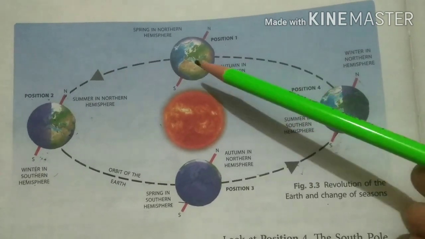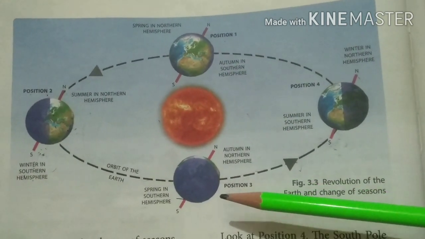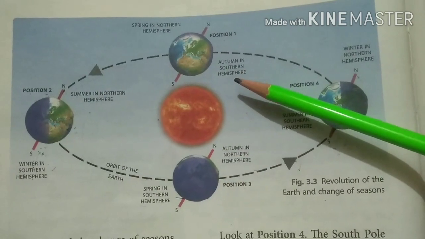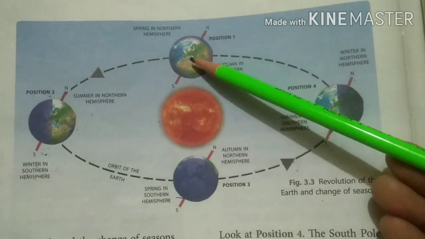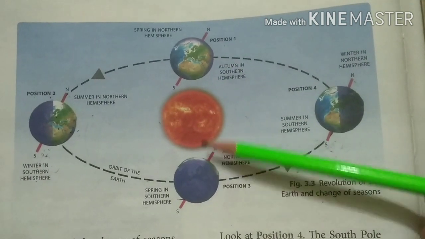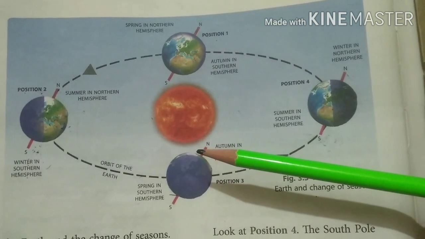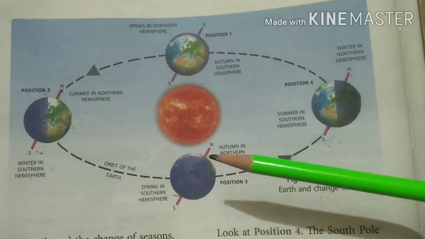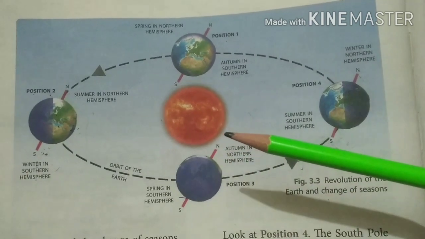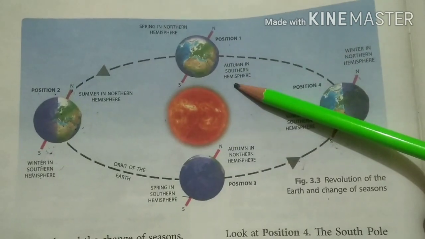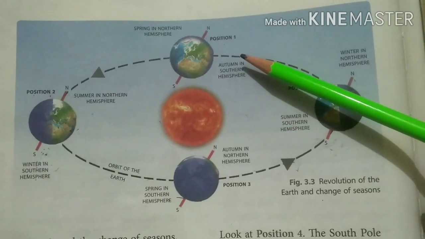Now look at position 1 and position 3. When the earth is in these positions, the sun's rays fall directly on the equator. As a result, the length of days and nights become the same throughout the world. It is neither very hot nor very cold in both the hemispheres. So the northern hemisphere has spring in position 1.